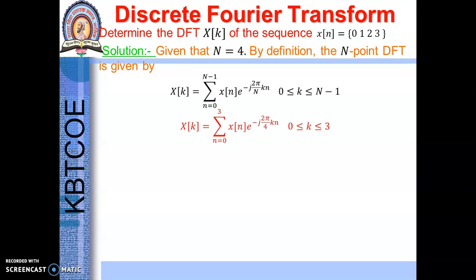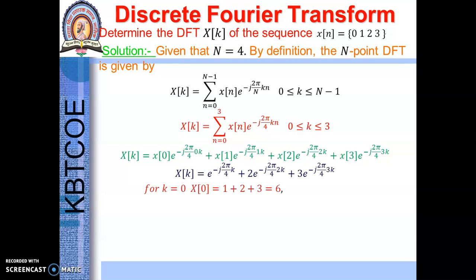If we find the DFT of the given sequence, it is written in the form of a summation, that is X of k is equal to summation over the range from 0 to 3 of x of n into e raised to minus j2 pi n k upon capital N, that is 4, and k will range from 0 to 3. Once we put the values of small x of n, the samples are 0, 1, 2, 3, and we solve this summation in exponential form.